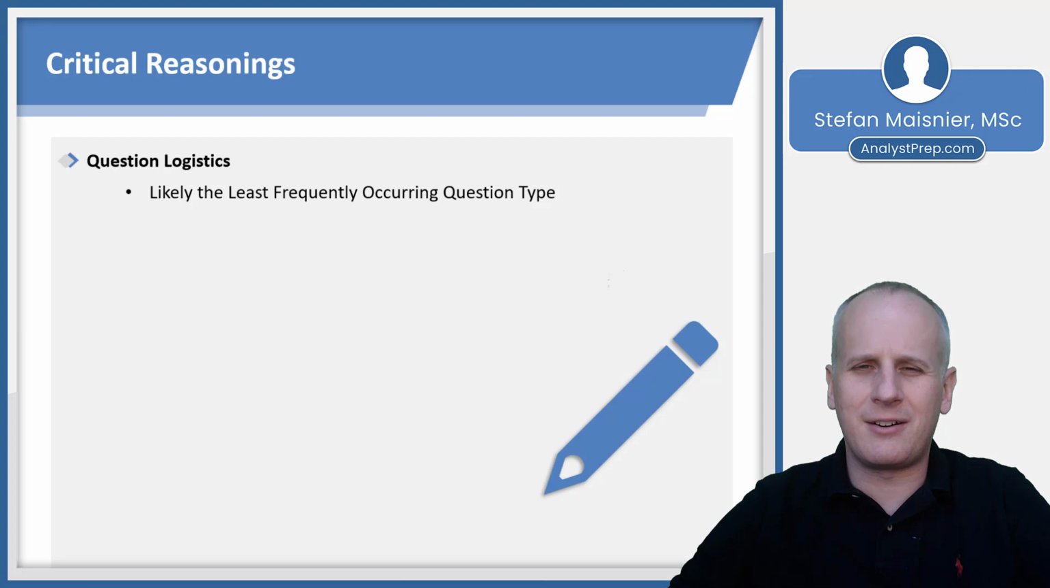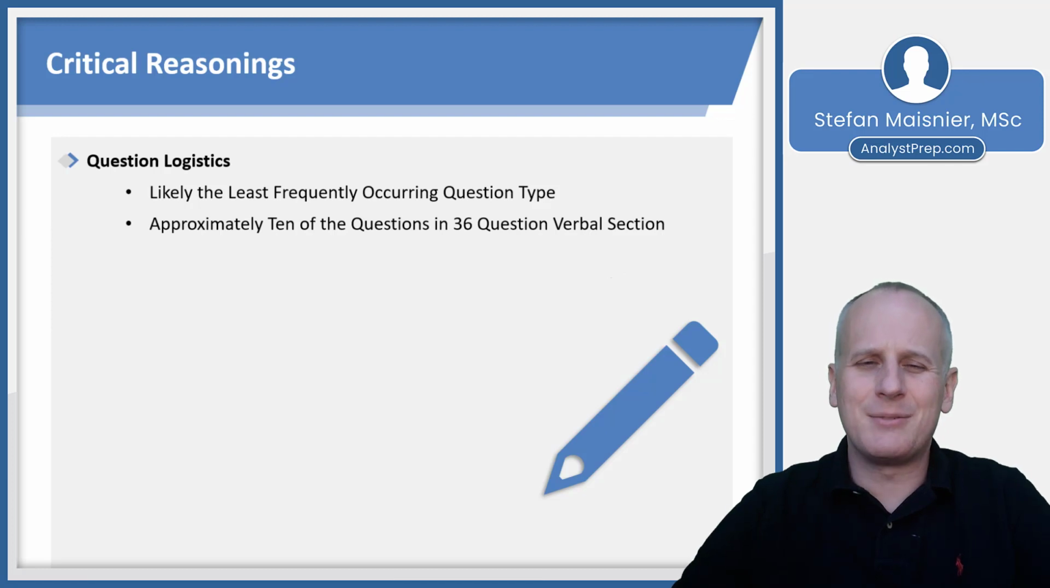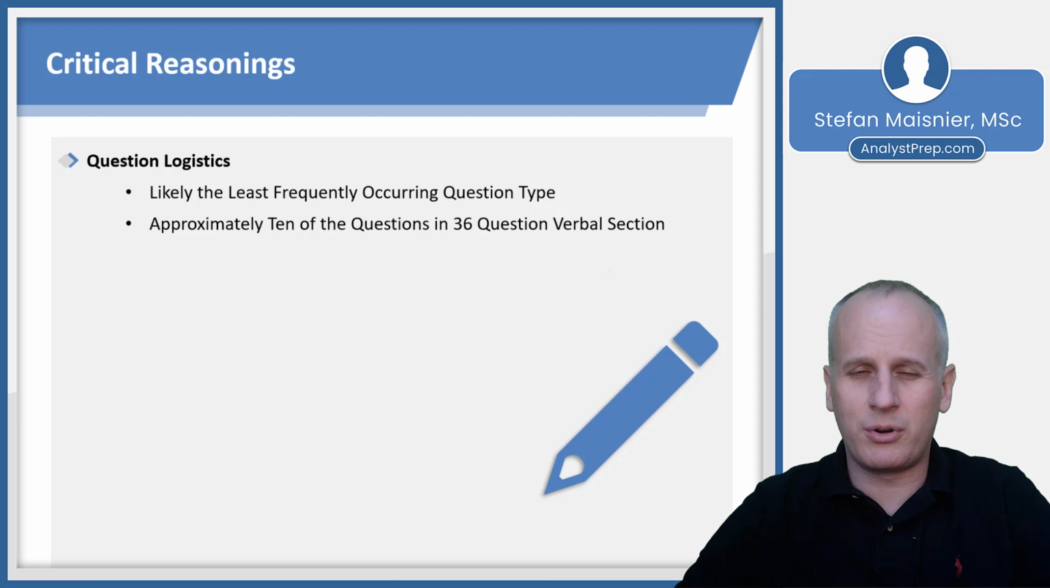First, we know that they are likely to be the least frequently occurring question type. Not guaranteed, but more than likely to be the case. That means there's approximately 10 of these questions in the 36-question verbal section, and it can be a little bit more or a little bit fewer.